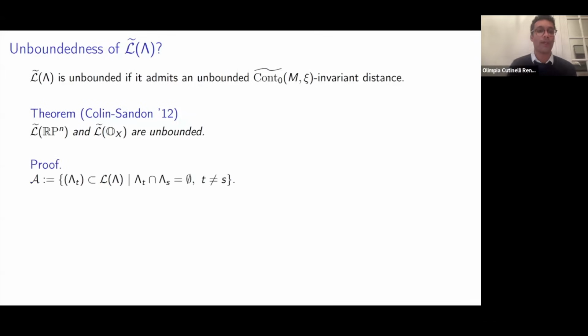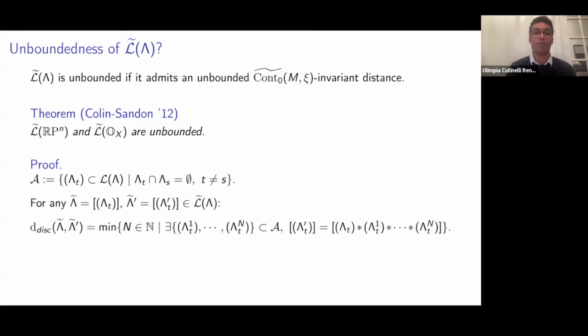And I will just give some idea of the proof, or at least some flavor of the proof and constructions they were giving. They construct a lot of distances, but I will describe just one of them that they call the discriminant distance. This discriminant distance, in some sense, is a word metric. The words here will be embedded Legendrian isotopies. I will say that a Legendrian isotopy is embedded if it does not have self-intersection. So lambda_t does not intersect lambda_s if t is different from s.